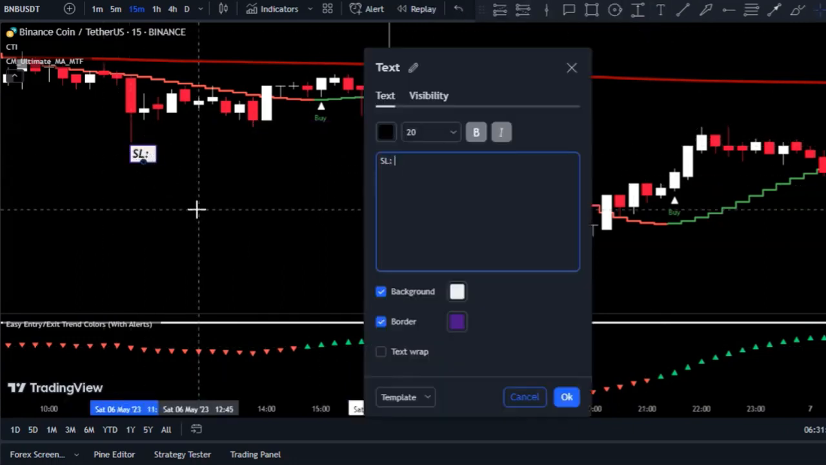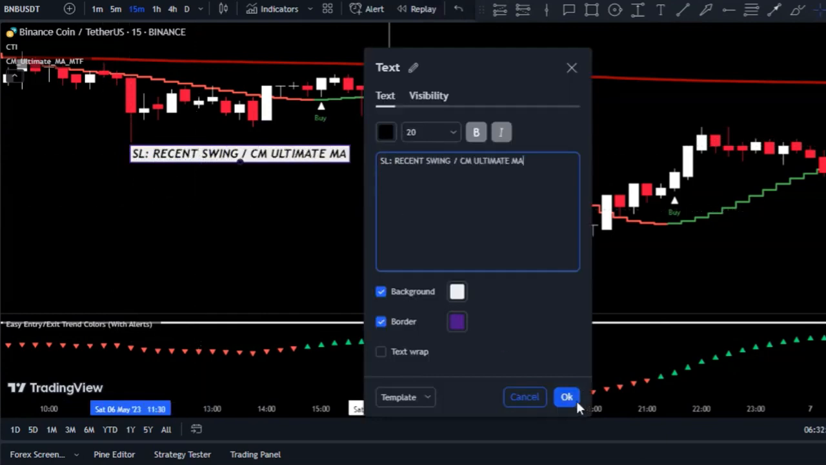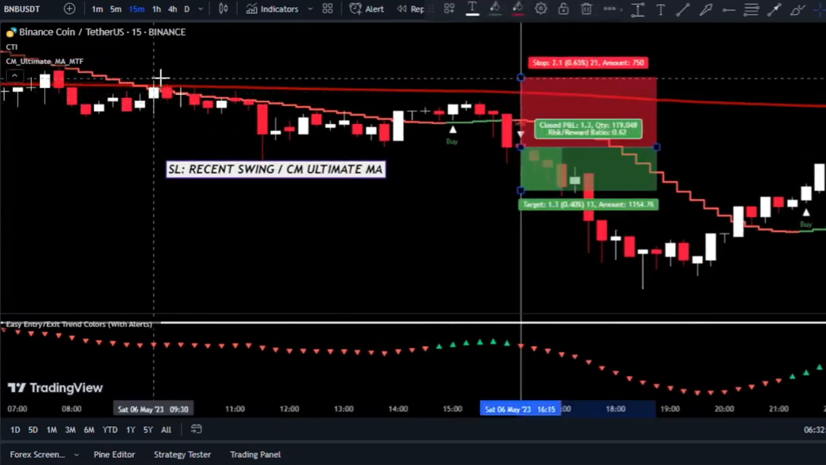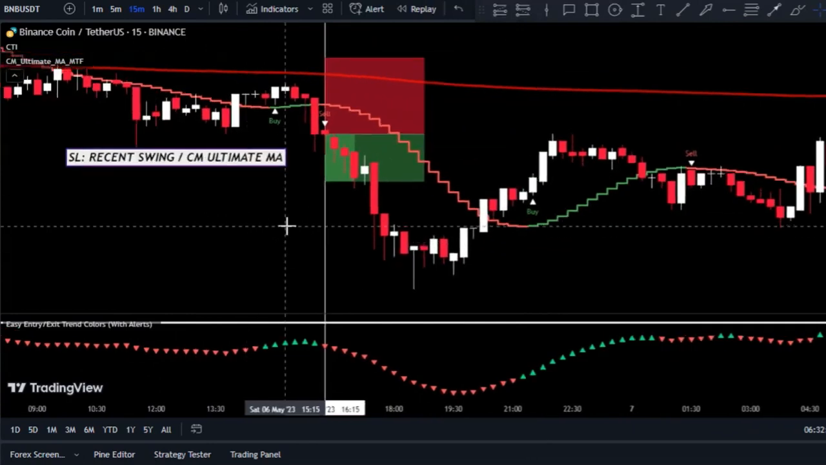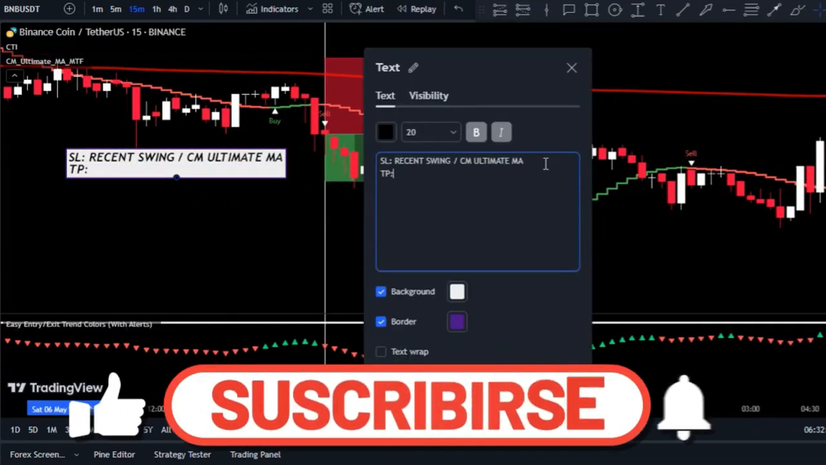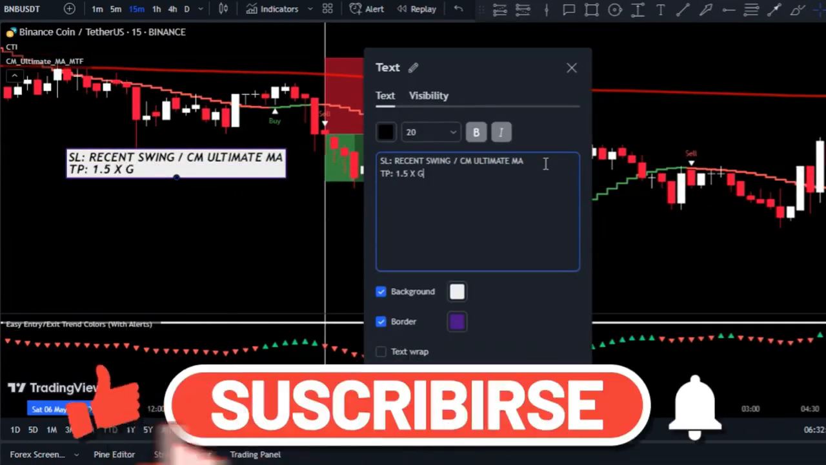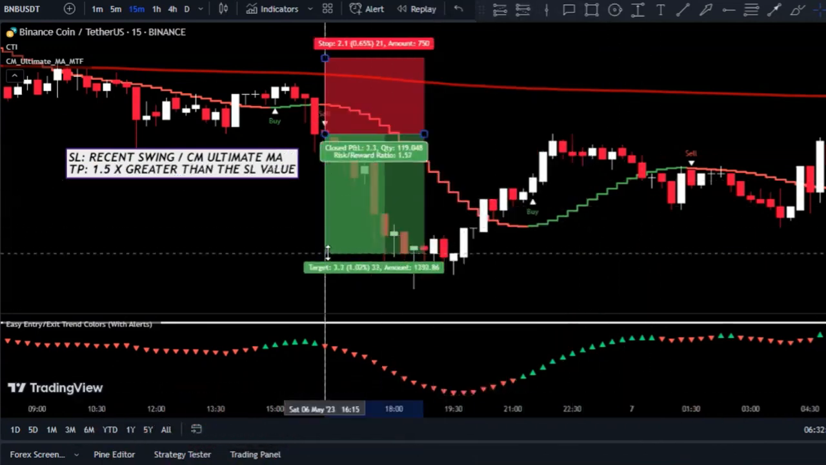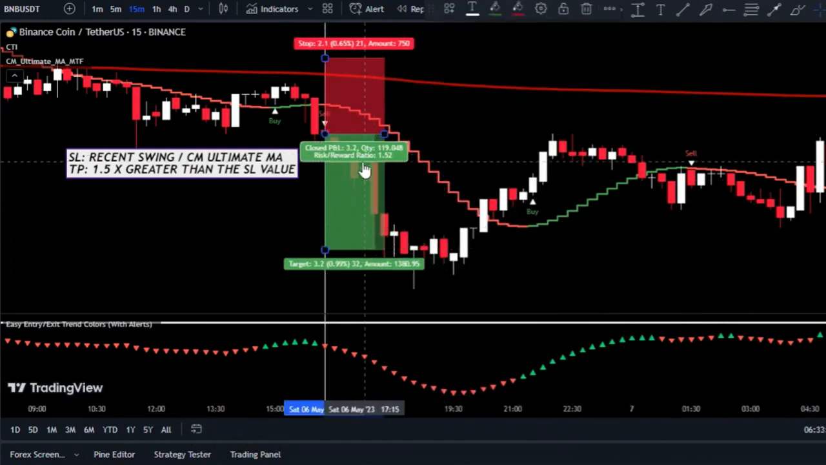And to limit the amount of loss, you gotta define a stop loss for the trade, for which you can use the recent swing high or the ultimate moving average. And finally, to exit the trade, you also gotta have a strict rule. And just like the buy trade, my recommendation is to set the target 1.5 times greater than the stop loss value.